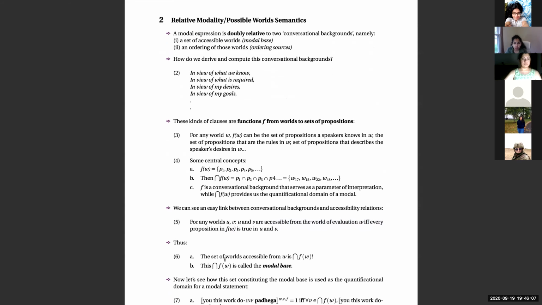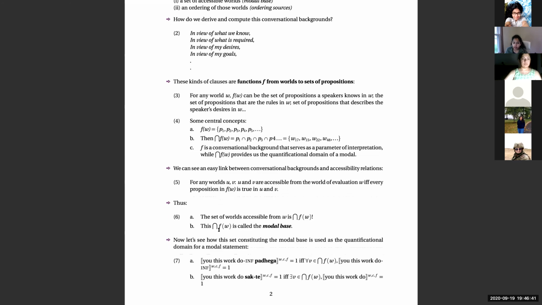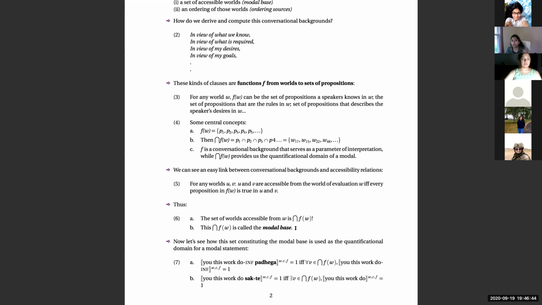Then you can go further and say the set of accessible worlds from W is basically my modal base. So you started with a set of propositions in a world, and then you intersected them. It's the same thing as saying the set of worlds accessible from W. Now, accessibility, of course, depends on what flavor you're taking, epistemic, bouletic, deontic, etc. But it's the same idea. And this is the modal base. So you're basically deriving the modal base even in this system with accessibility relations.